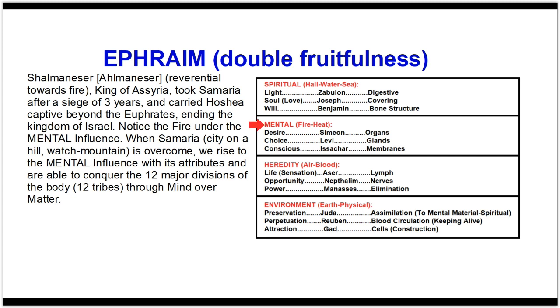Notice the fire under the mental influence. When Samaria, city on a hill, Watch Mountain, is overcome, we rise to the mental influence with its attributes and are able to conquer the 12 major divisions of the body, 12 tribes, through mind over matter.